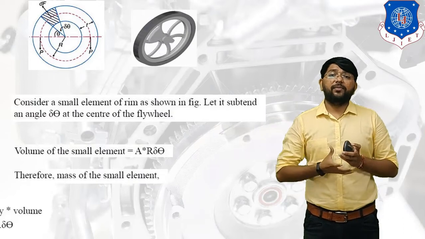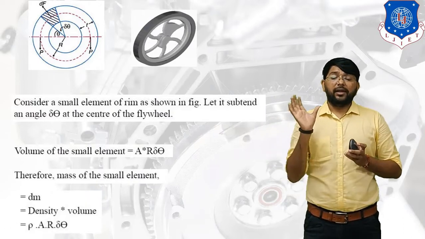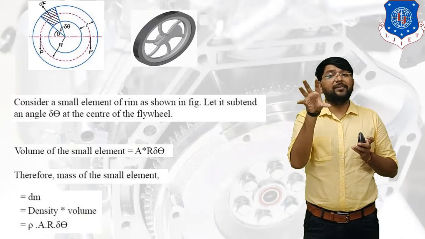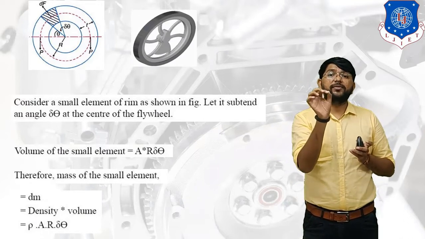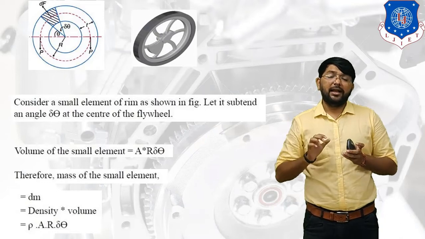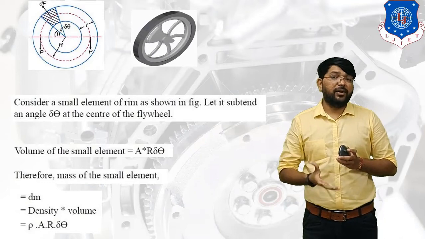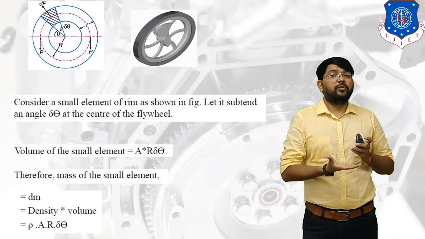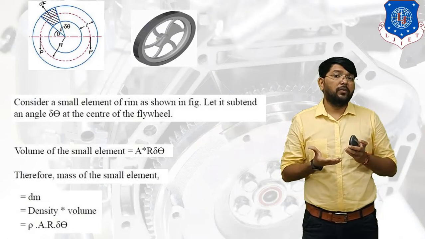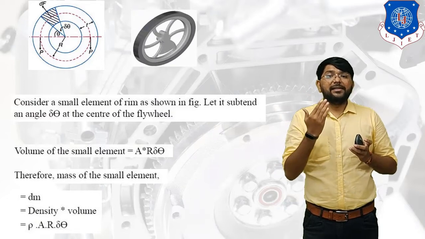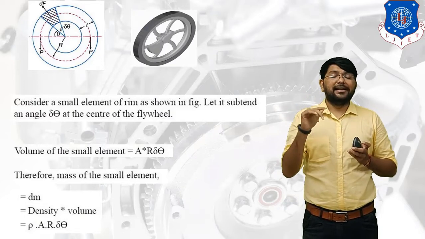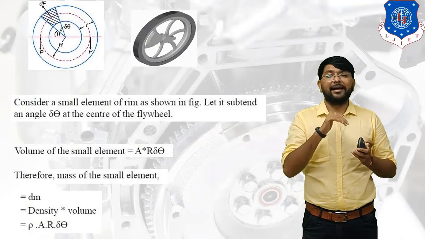Therefore the mass of this small element. The mass of the whole flywheel ring is capital M, but we consider a small portion, so we call the mass of the small element dm. You all know the relationship between density, mass and volume: density is equal to mass upon volume, so mass is equal to density into volume. So dm is equal to density into volume, that is rho into A R delta theta.